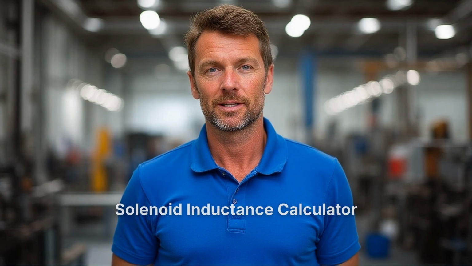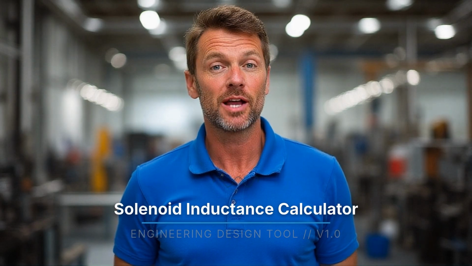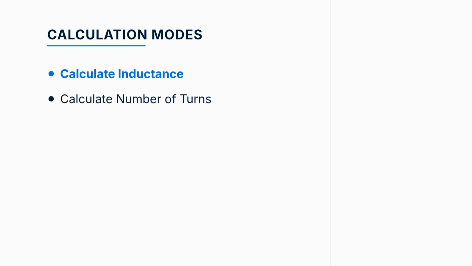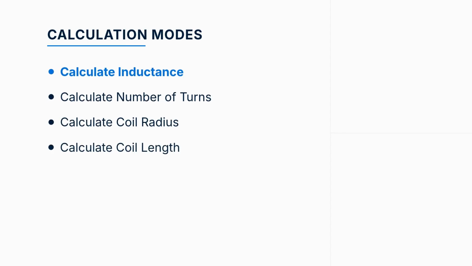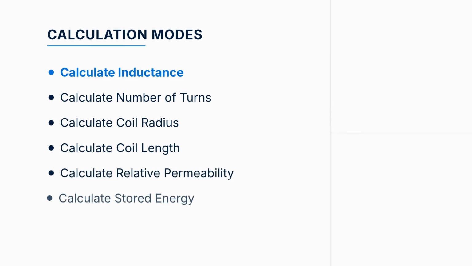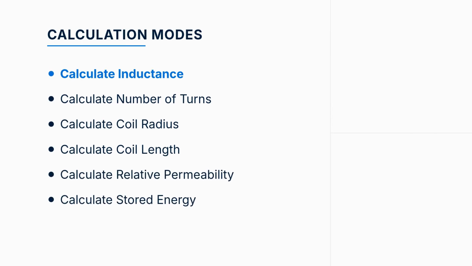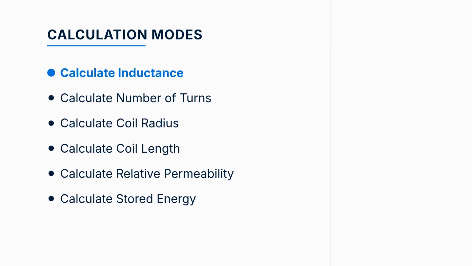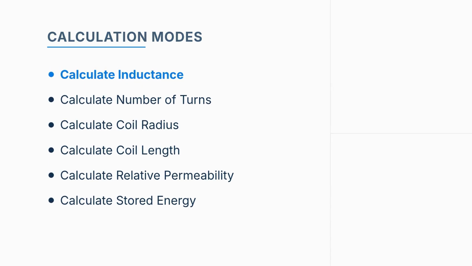This is the Solenoid Inductance Interactive Calculator, which calculates key electrical properties of solenoid coils for your engineering designs. Let's explore the inputs. First, you'll see the calculation mode dropdown with 6 options: calculate inductance, calculate number of turns, calculate coil radius, calculate coil length, calculate relative permeability, and calculate stored energy. For this demonstration, I'm using calculate inductance.